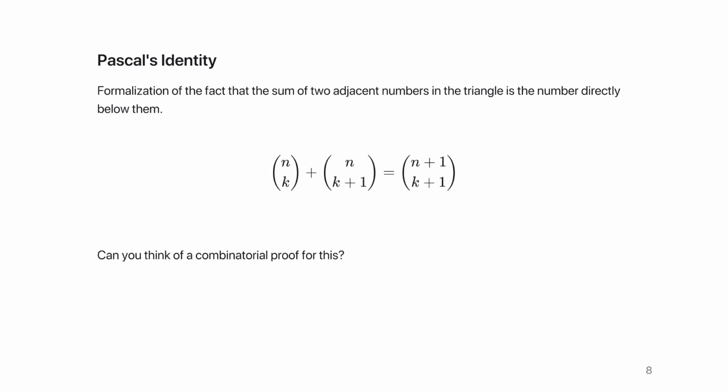Okay? And so now, I'll allow you to work out an example on your own. So let's look at Pascal's identity, which was just the identity that arises naturally from Pascal's triangle, right? n choose k plus n choose k plus 1 being equal to n plus 1 choose k plus 1. So I want you to think of a combinatorial proof for this. I'll give you a couple minutes, work with those near you, try and figure this one out.